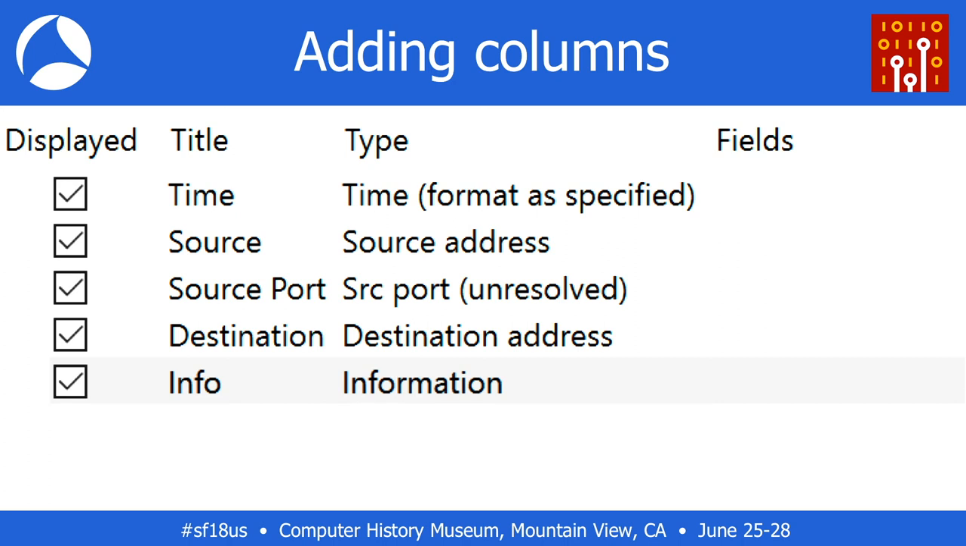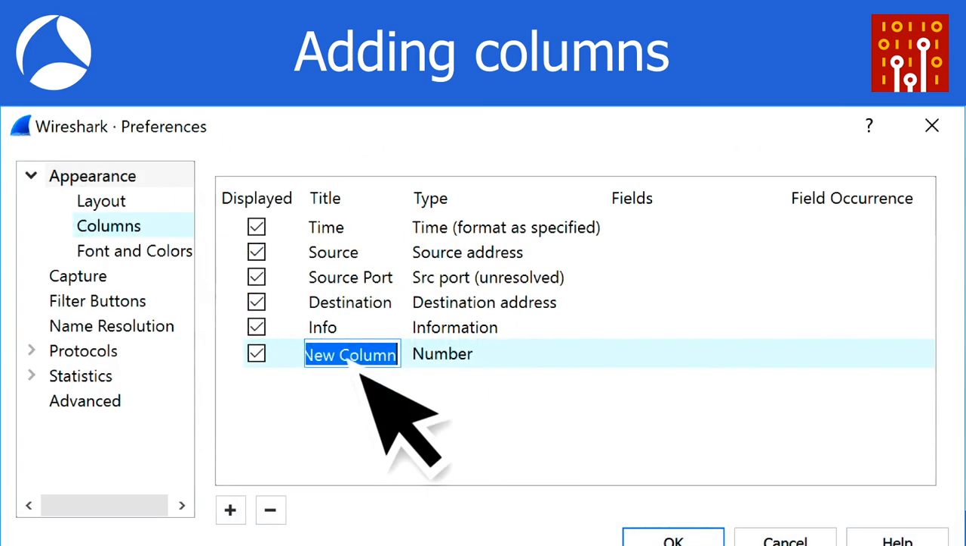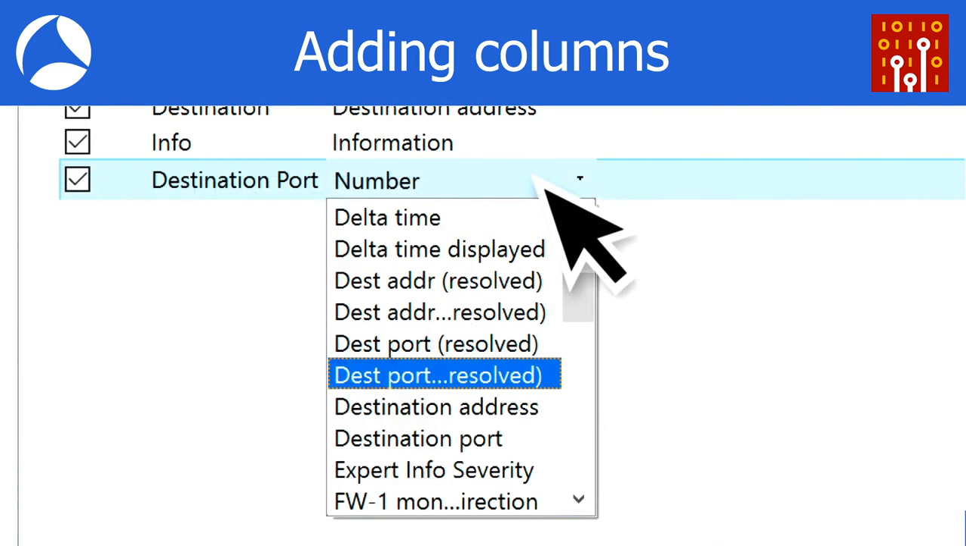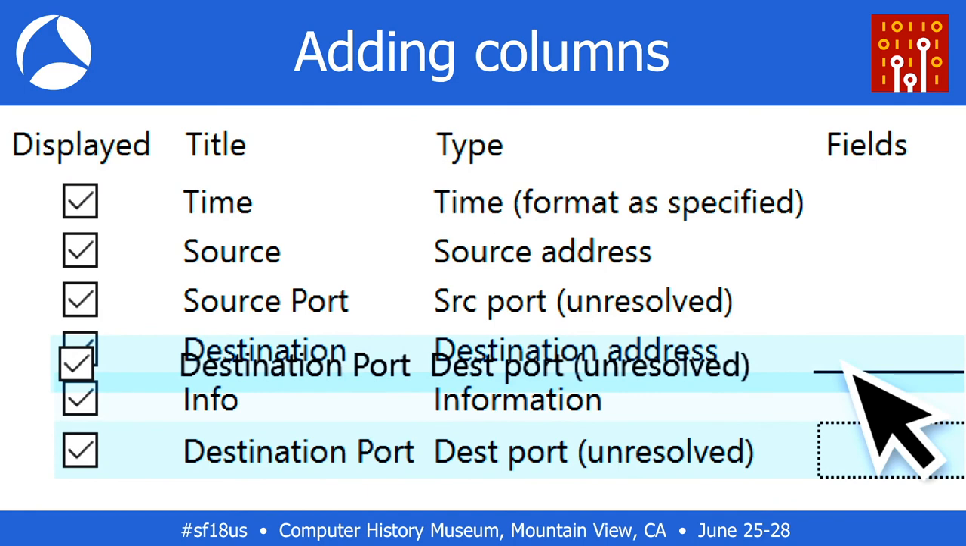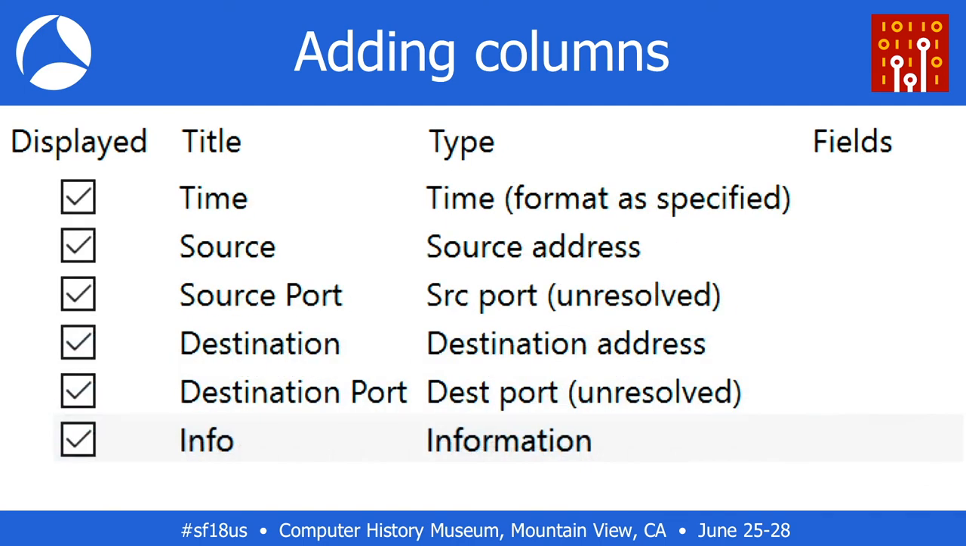Now I want the destination port. So we'll do the same thing again. Click, and a little plus sign, new column comes up. Double click in the new column. Name it destination port. Double click on the number, the column that shows the number. And we're going to change that value to dest port unresolved. Once again, we're going to drag it up right after destination port. I'm sorry, destination address, destination port. Drag it up there. And this is what you should have.